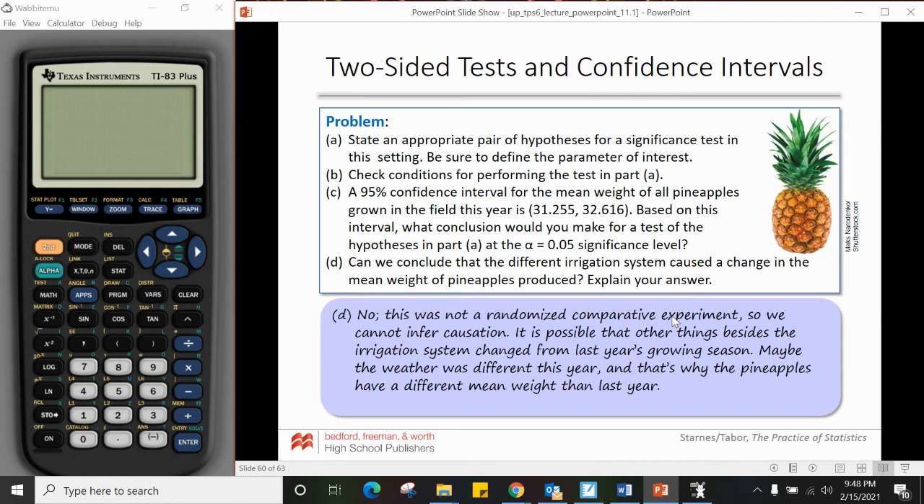So here, this was not a randomized experiment. We just took a random sample of 50, so we cannot infer causation. It's possible that other things besides the irrigation system changed from last year's growing season. So you can't prove causation, only that there's a correlation. Now, if we did an experiment and then did a significance test on that experiment, then you can start to get into that causal situation.